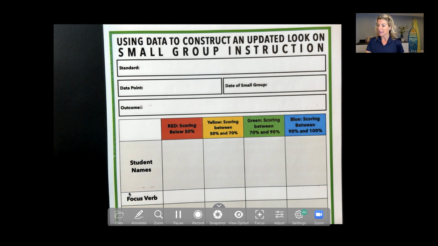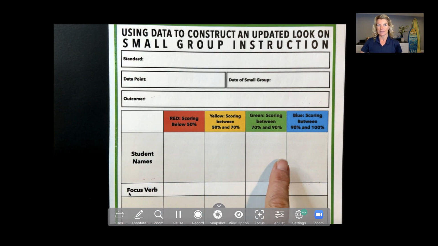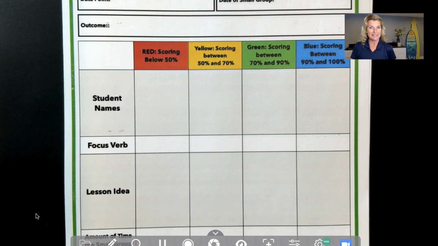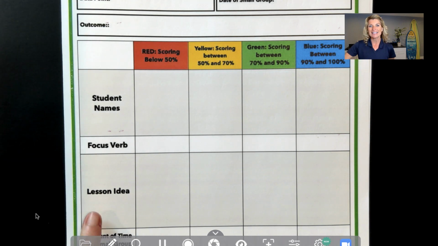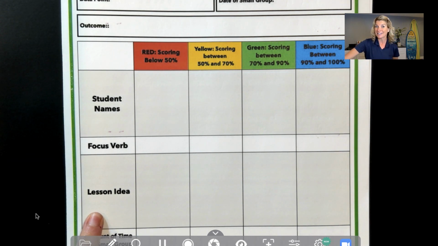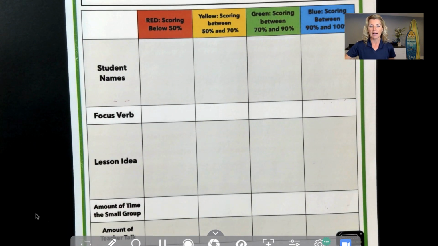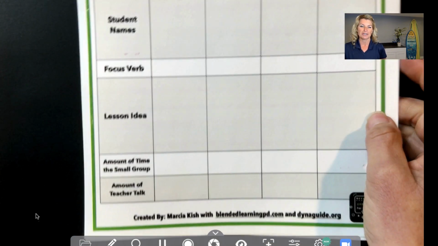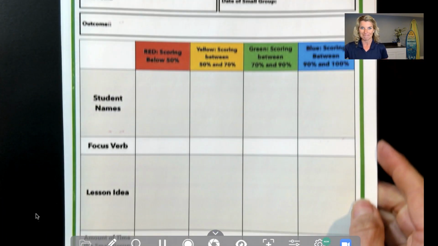Next, I'm going to list out the names of my students, because when I call them back to my small group, I'm going to know exactly who I'll be working with. Then we're going to look at the focus verb, and that will make sense in a second. The lesson idea is where I'm going to showcase an AI tool to help you, and I'll give you some ideas to go along with it. We'll talk about how much time you're going to spend in the small groups, and how much time you're going to be talking inside the small groups. That's our game plan.